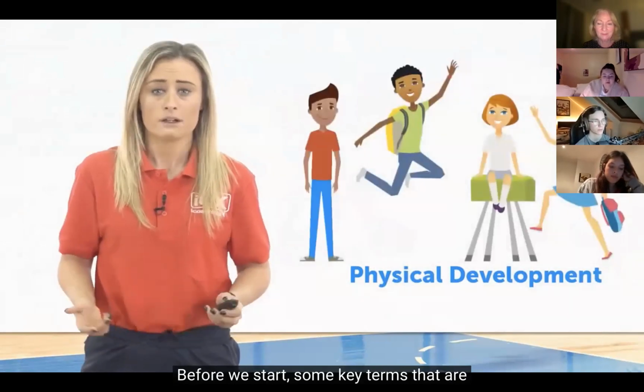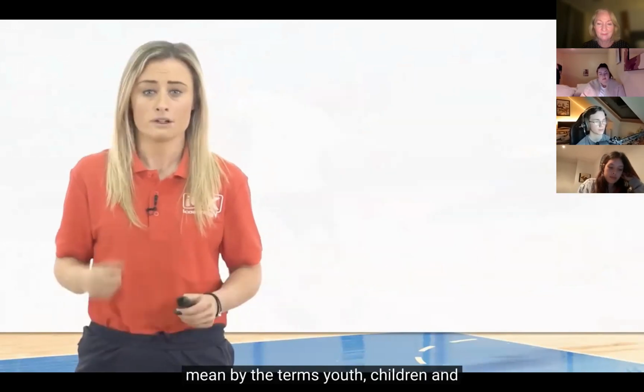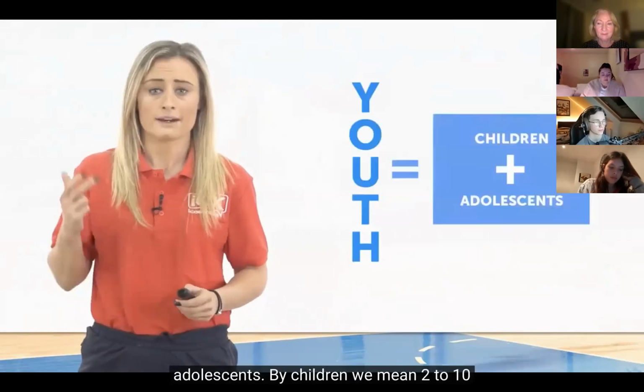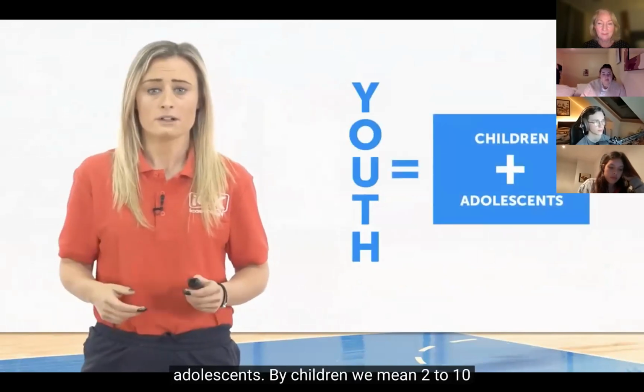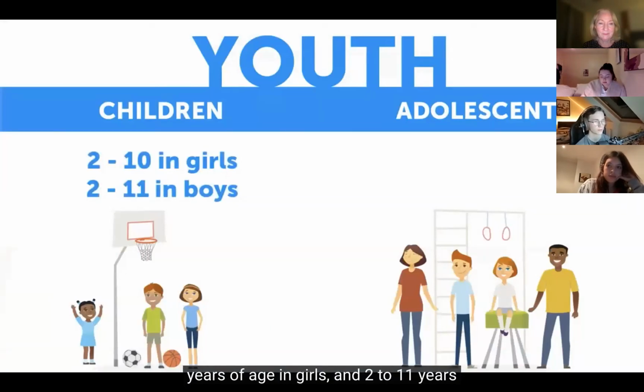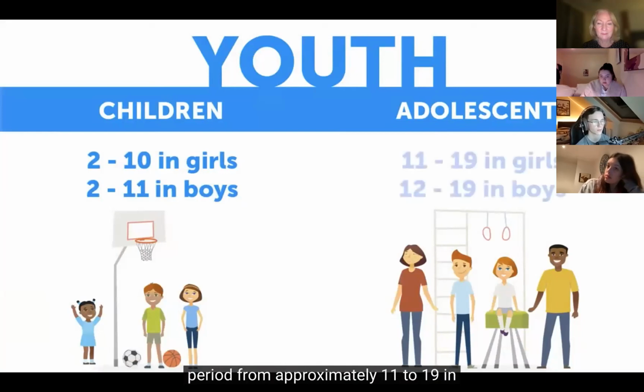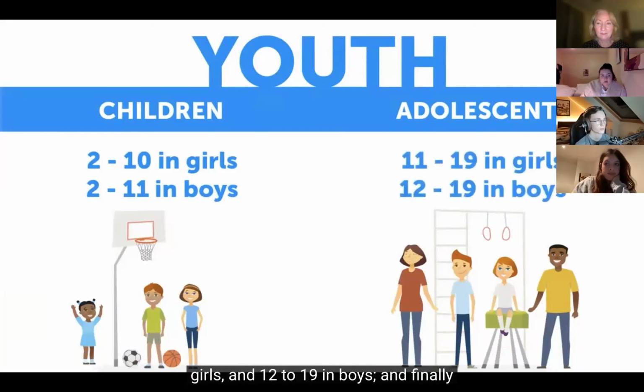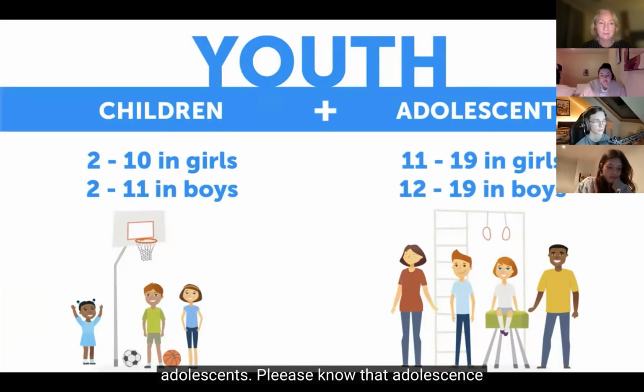Before we start, some key terms that are important to understand include what we mean by the terms youth, children, and adolescents. By children, we mean 2 to 10 years of age in girls and 2 to 11 years in boys. By adolescents, we mean the period from approximately 11 to 19 in girls and 12 to 19 in boys. And finally, by youth, we mean children and adolescents. Please note that adolescence is more difficult to define due to maturation.